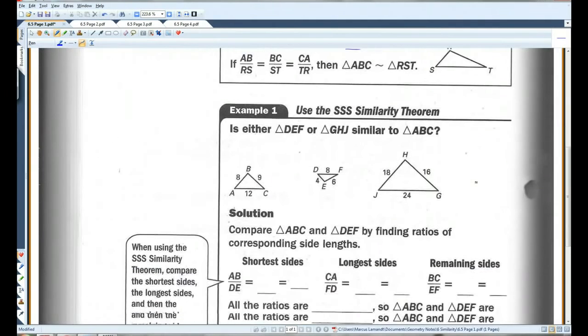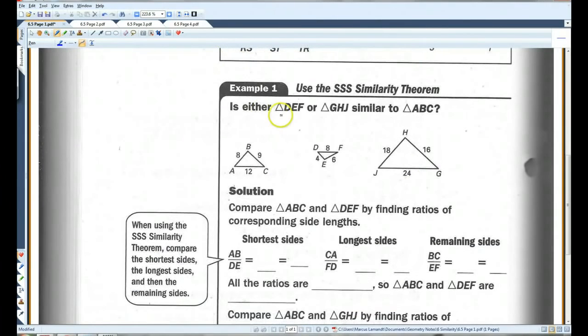So, for example, is either triangle DEF or triangle GHJ similar to triangle ABC? What we need to do is compare triangle ABC and triangle DEF by finding the ratios of the corresponding side lengths. So, AB over DE. AB is 8, DE is 4. This simplifies to 2 over 1. CA is 12. FD is 8.